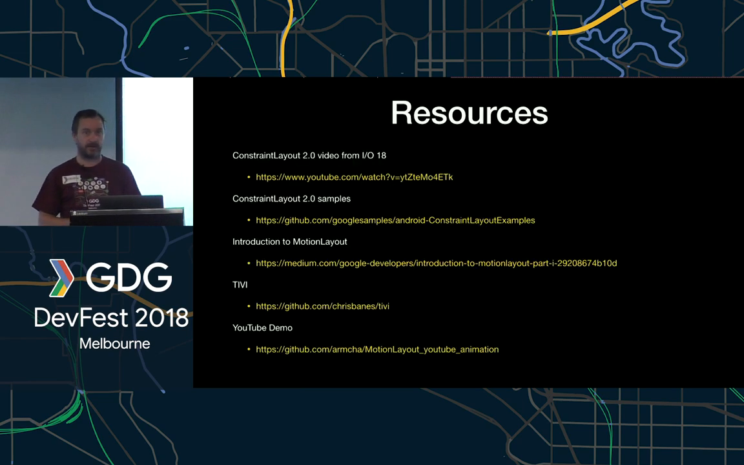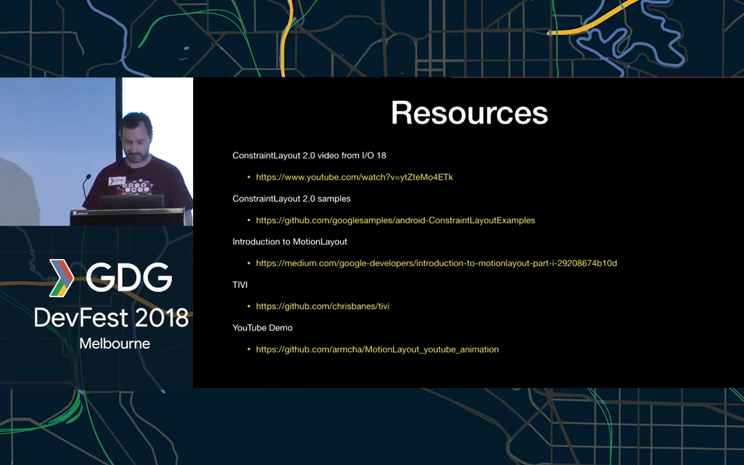Some resources, if you want to play around more with ConstraintLayout, and I hope you do, and MotionLayout and see all the coolness and add it into your apps. There's a YouTube video from Google I/O this year where they released it to the public. There's some GitHub examples from Google where you can play around with some of these animations. Nicholas Ward, one of the team, did a great series of blog posts on Medium about MotionLayout as well, so I recommend going and reading those. And then the two examples that we went and broke down, Chris Baines' TV app and our man's YouTube demo. Code's open source, you can go and dig in there and see how it is.